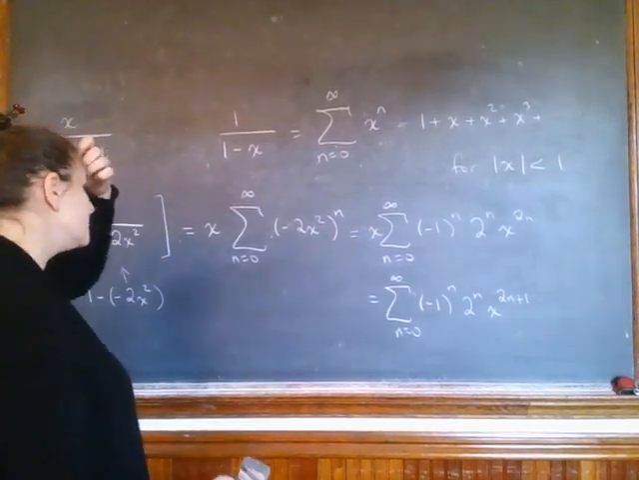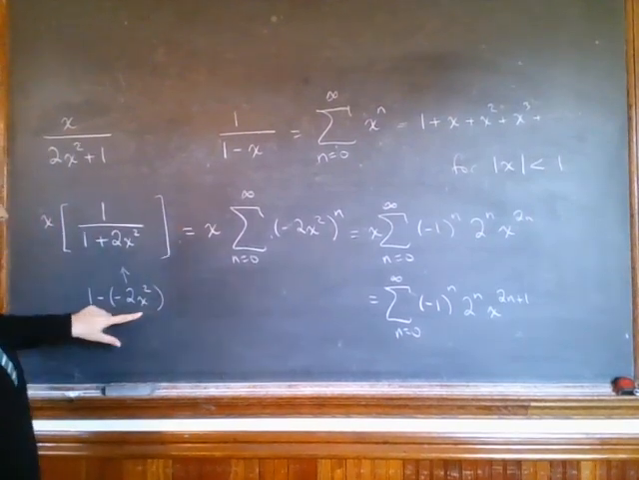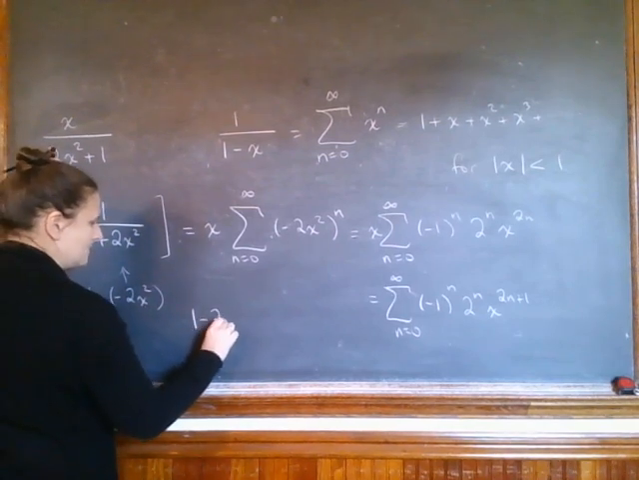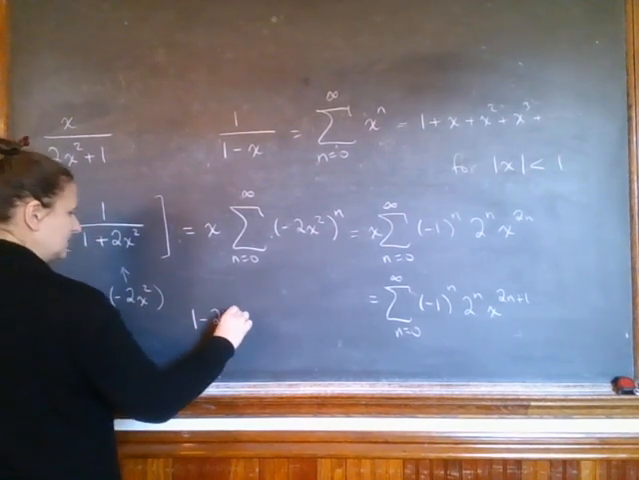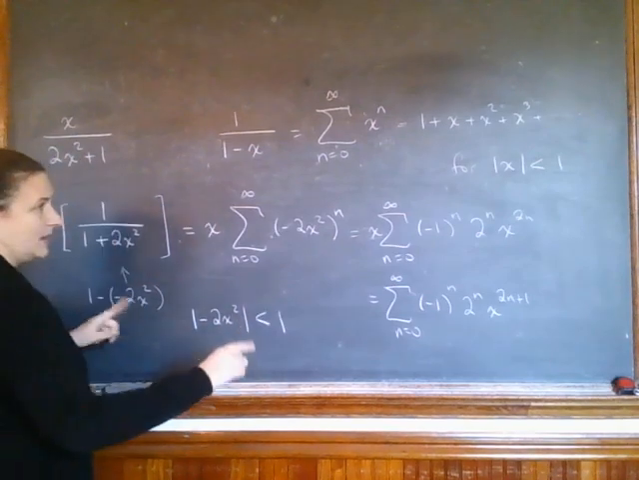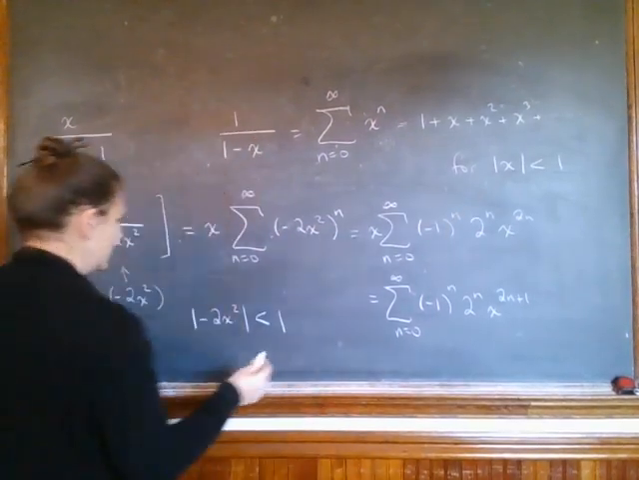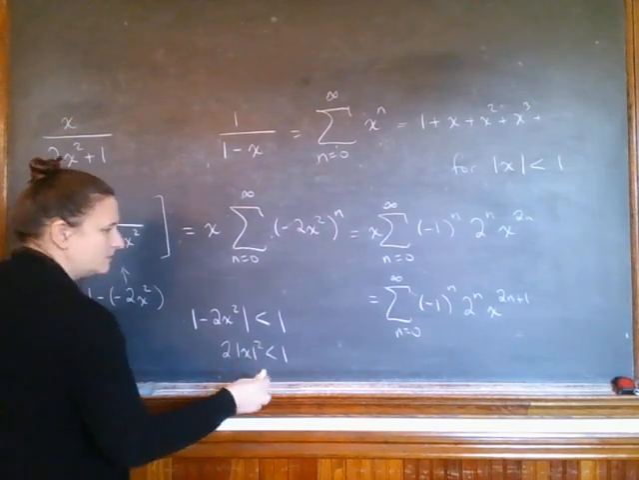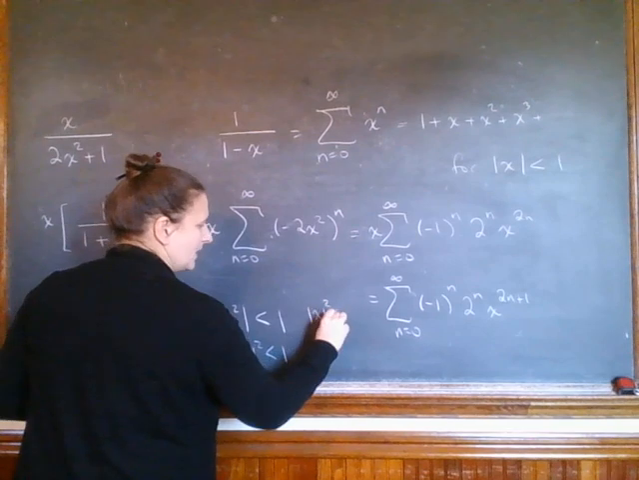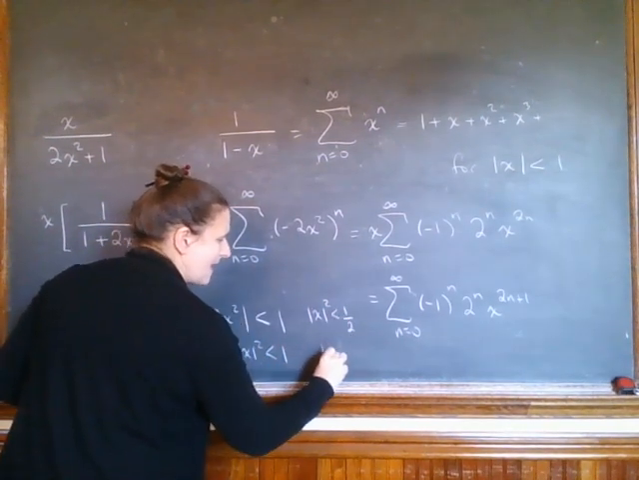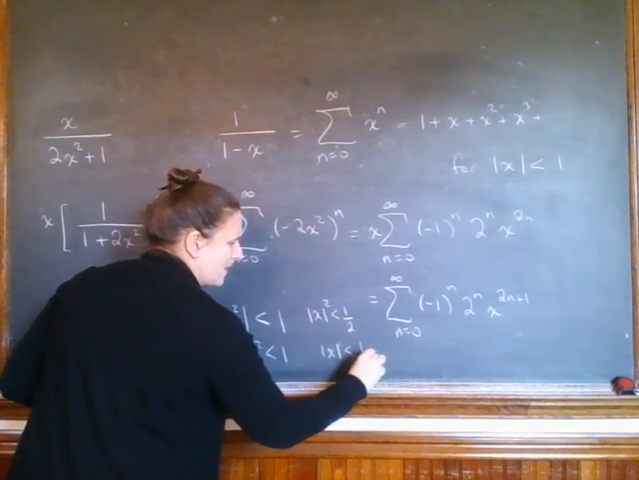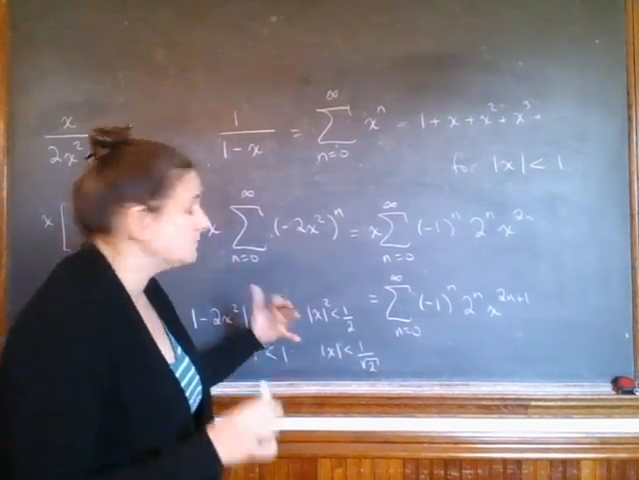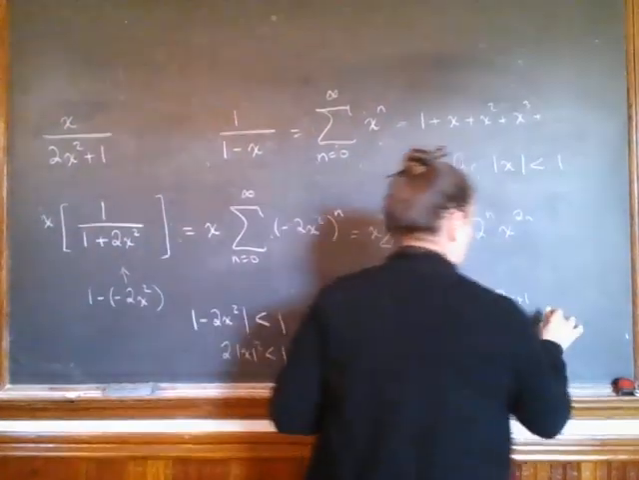Okay? And now I still have to do the radius of convergence. So the radius of convergence here, I have to do a little bit more because I have a 2, right? So if I stick in negative 2x squared in here, that's going to be 2 absolute value of x squared is less than 1. Absolute value of x squared is less than 1/2. Or absolute value of x is less than 1 over root 2. Okay, so this is a smaller radius of convergence in this case.